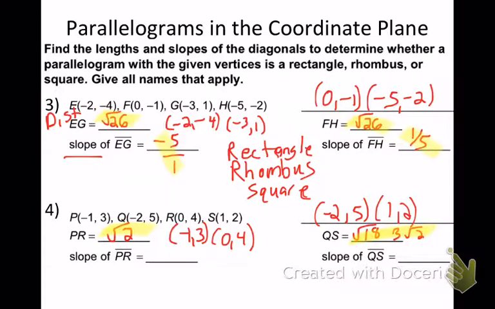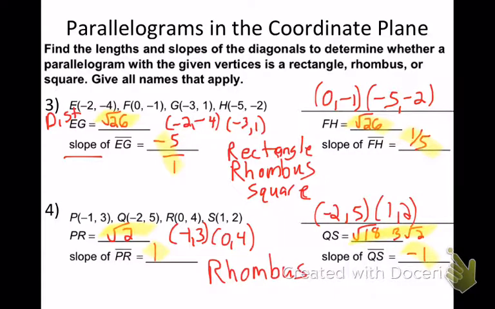Simeon, back to you. Give me the slope of PR. Slope of PR was 1. No, wasn't it -1? No, that's the other one. Oh, the other one. This one's 1. Okay. Slope of QS, Jeremiah. -1. That one's -1. There we go. Are my slopes opposite reciprocals? Yes, which means it's going to be a rhombus.